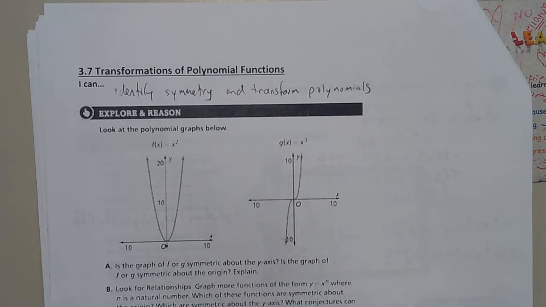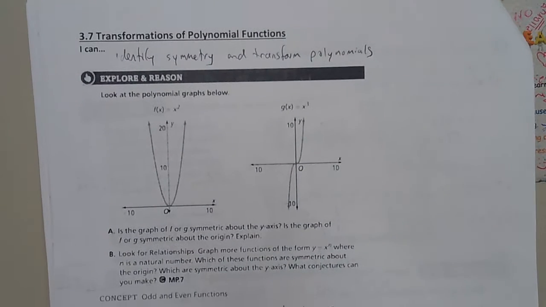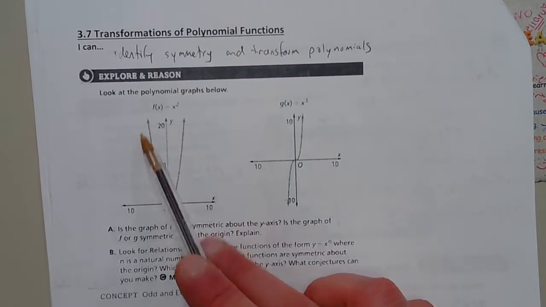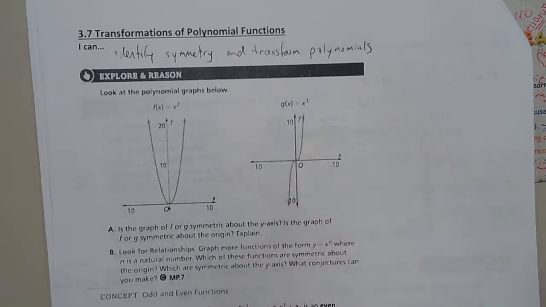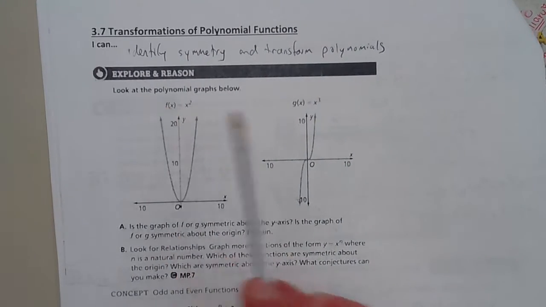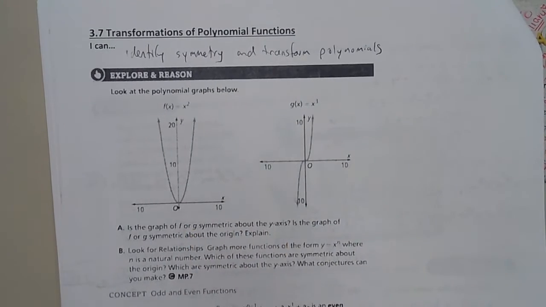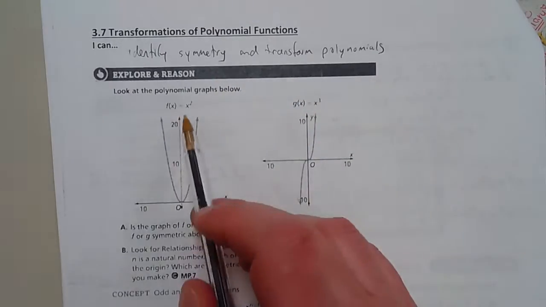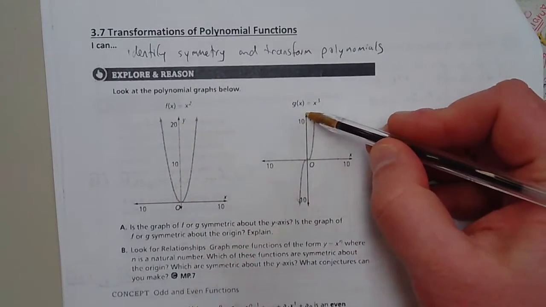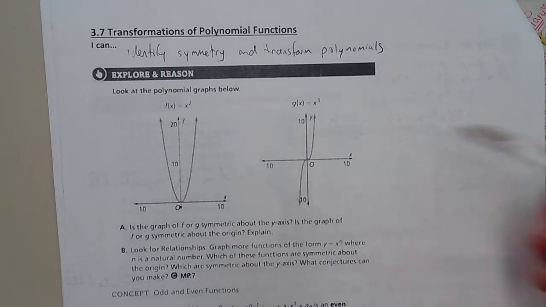All right, so the first little thing here is kind of an introduction activity to look at sort of what happens with these. So down here we have x squared. We're pretty familiar with that. And we've got x cubed. Hopefully you're pretty familiar with that too. It says, is a graph of f or g symmetric about the y-axis? This is the f function, this is the g function. So y-axis right here, we've learned these are definitely symmetric on the y-axis, whereas this one wouldn't be, because if you flip this on the y-axis, it would be like this, and it wouldn't be the same thing.